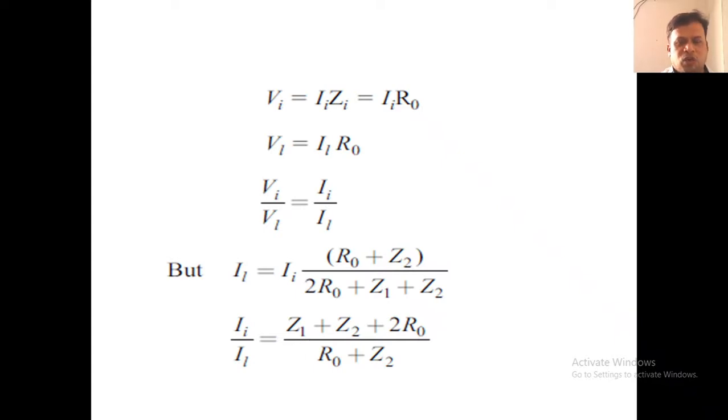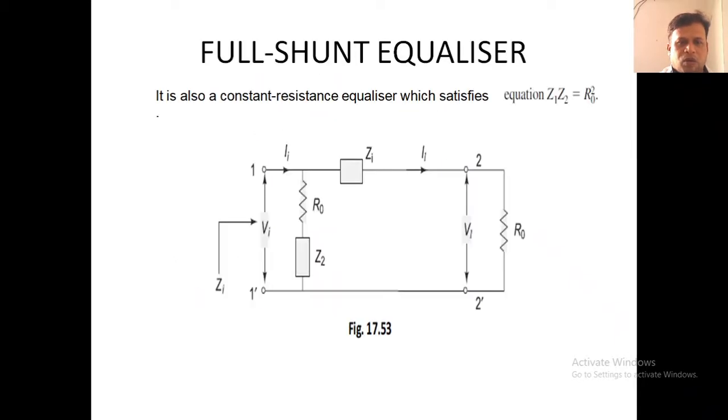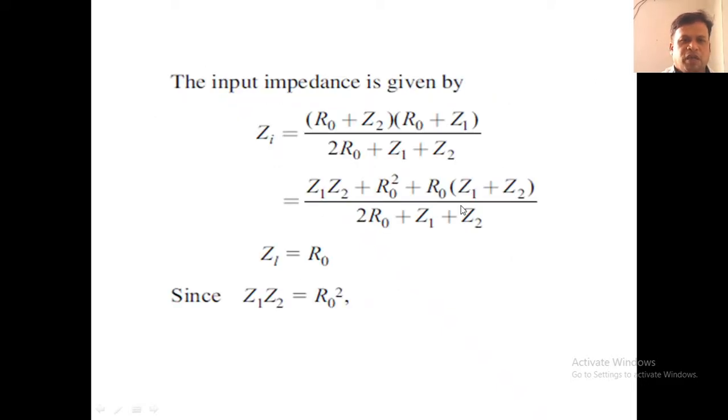What is the current division rule? When you have a total current, and you want to find out this branch current, say IL flowing in this branch, what we do is total current into opposite resistance for this branch, by total resistance R0 plus Z2. That one we have done there and we have got the equation.